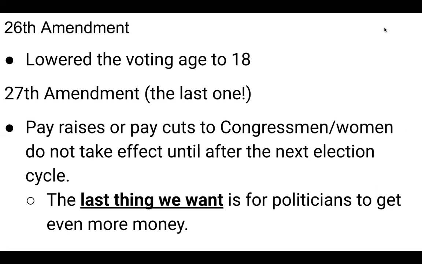Just do me a favor and summarize all these on your notes. And we're going to go back over this when we come back from Christmas break. I appreciate you guys. Let me know if you have any questions.